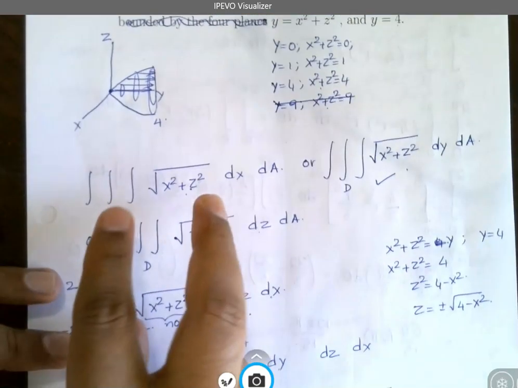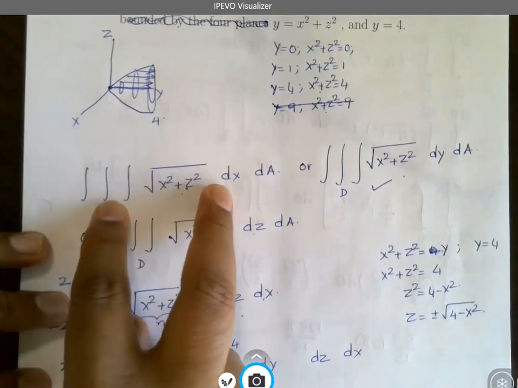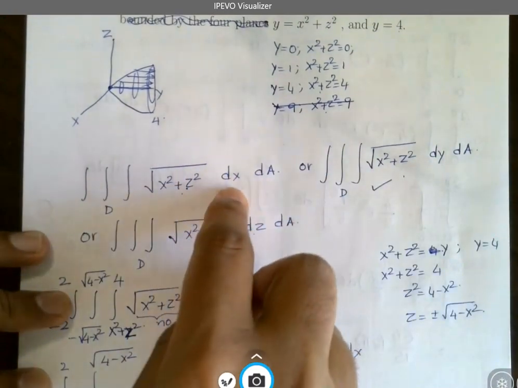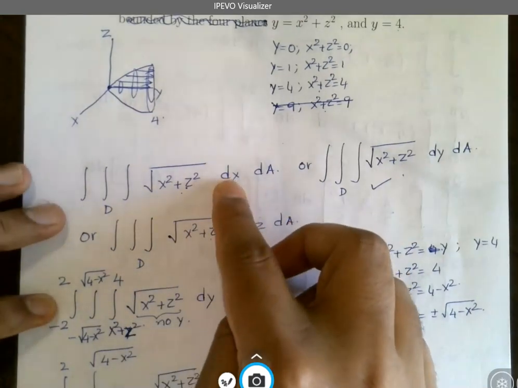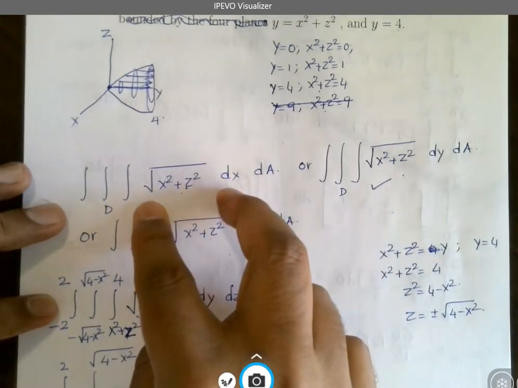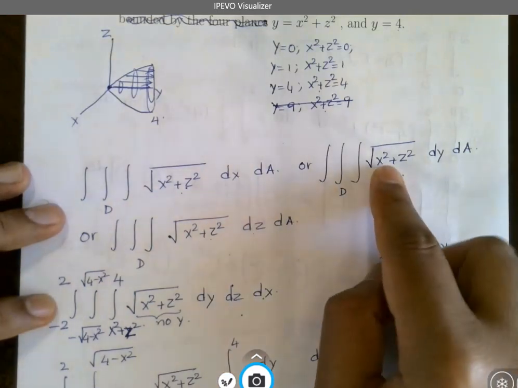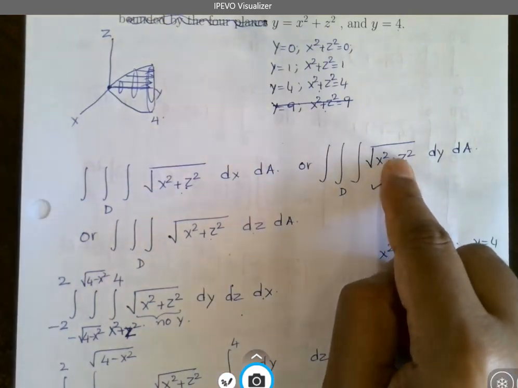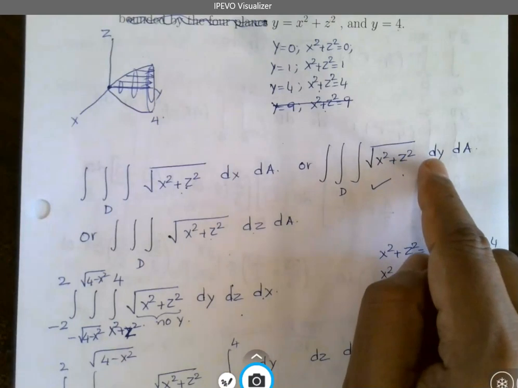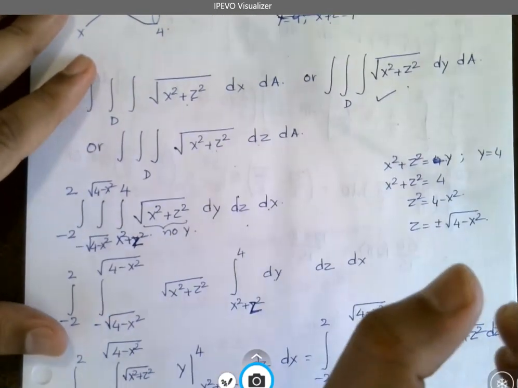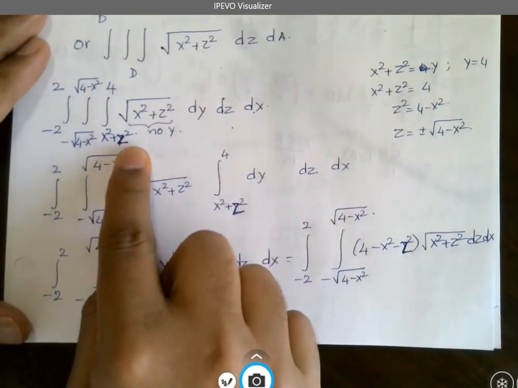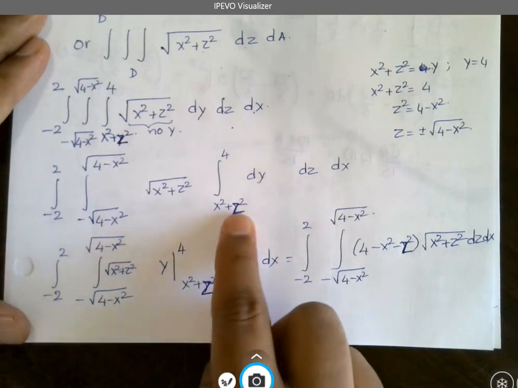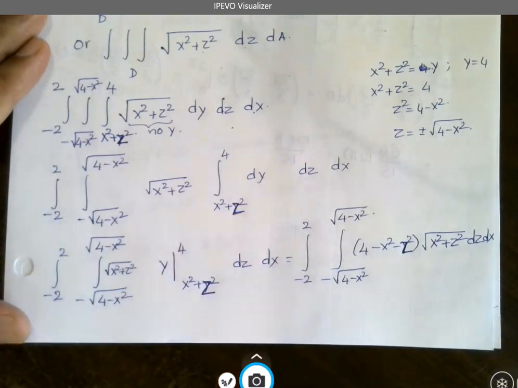Now I had 3 options to find the mass. I could integrate with respect to x first, or y first, or z first. I said I'm not going with respect to x or z because that would complicate my integration. Here there is no y in the integrand, so it will be treated as a constant and I can pull it out. So I'm going to integrate with respect to y first. That's what I did. Of course, I made a mistake on the limits of integration. This should have been x squared plus z squared, that should have been x squared plus z squared, and this is x squared plus z squared.